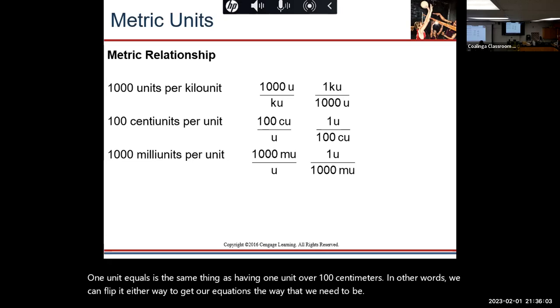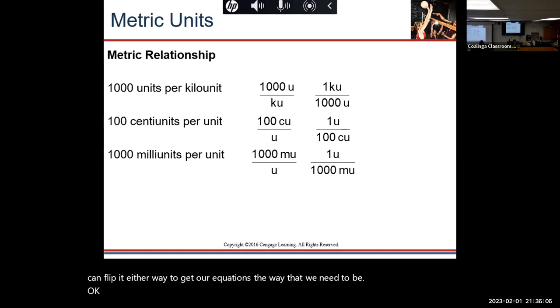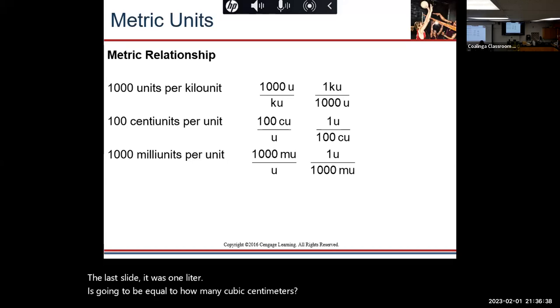Okay? Luana said 1? One. All right, I don't understand your question. Oh, that was from earlier. I'm sorry. Oh, the last slide, it was 1 liter. It's going to be equal to how many cubic centimeters? 1,000.